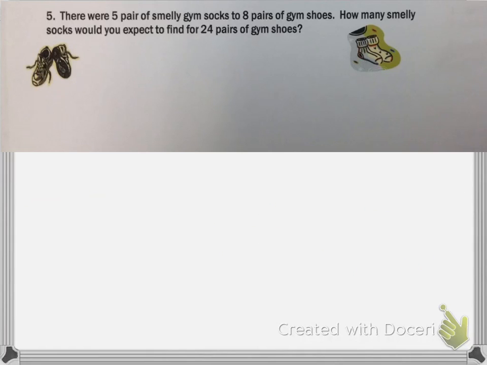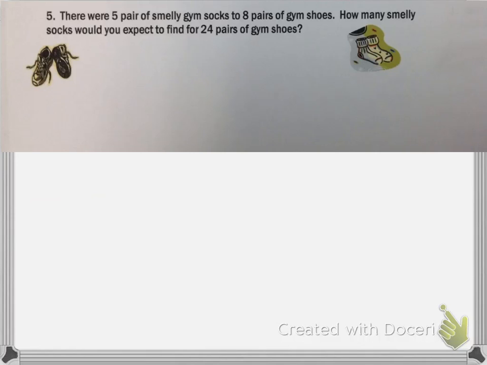Okay, number 5 says that there were 5 pair of smelly gym socks to 8 pairs of gym shoes. How many smelly socks would you expect to find for 24 pair of gym shoes?